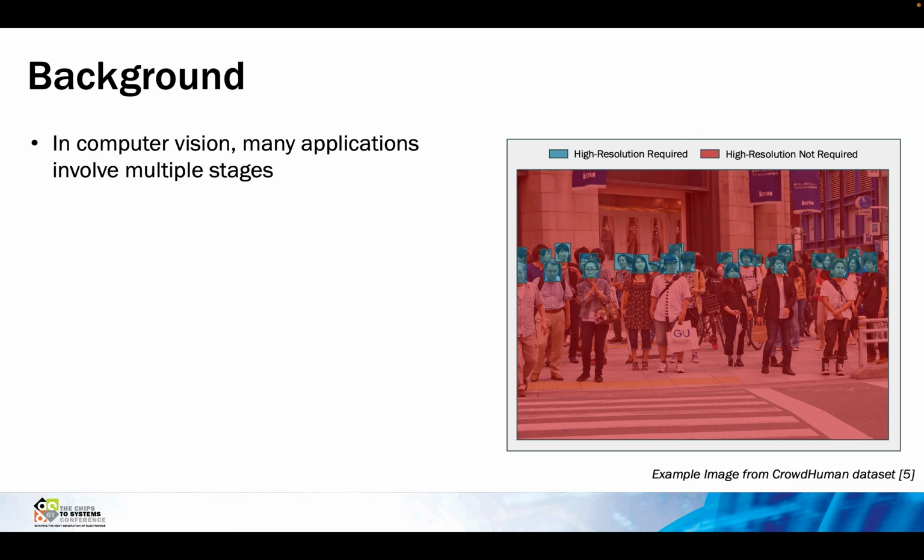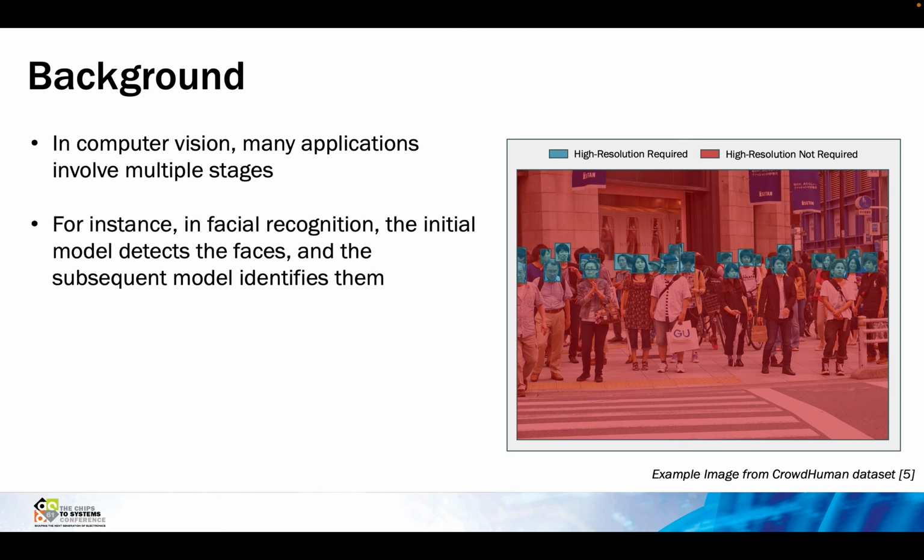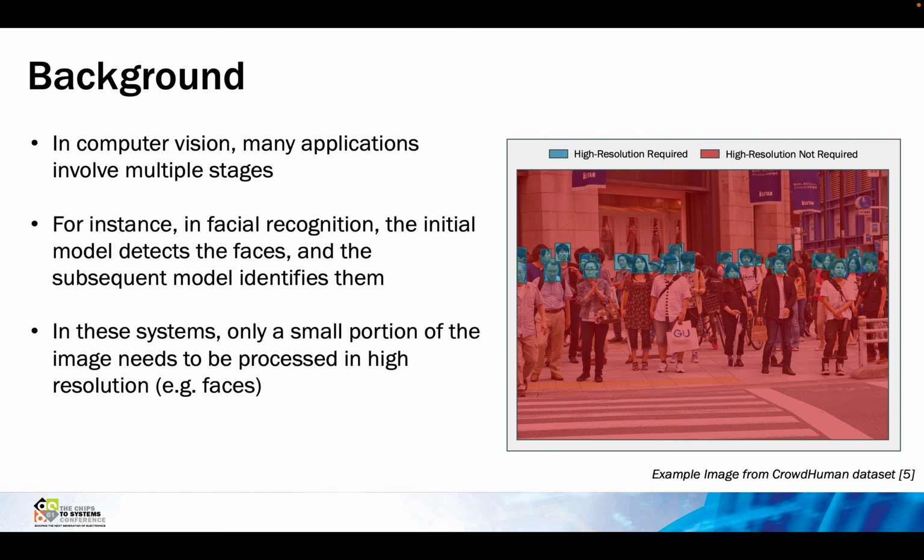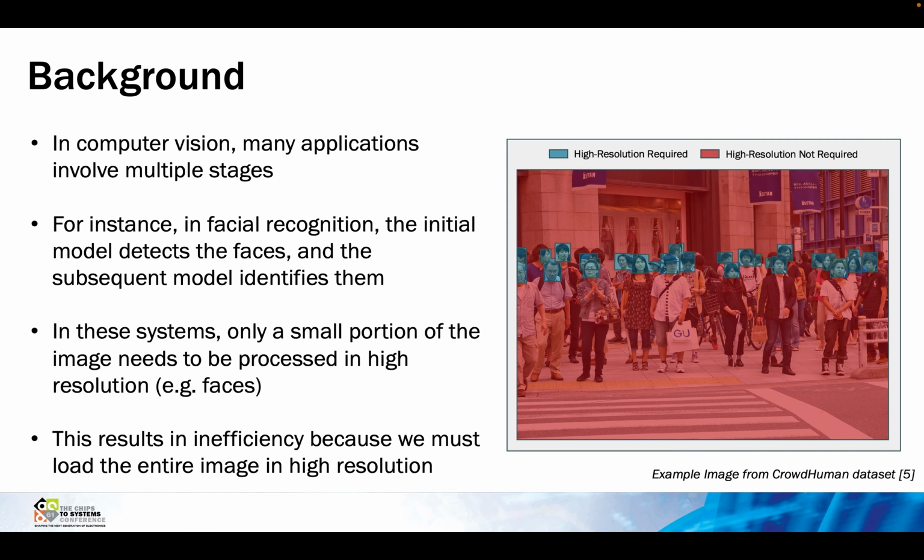In computer vision, many applications involve multiple models with multiple stages. For example, in facial recognition, the initial model detects the faces and then the subsequent model identifies them. In these systems, only a small portion of the image requires a high-resolution image. For example, the faces require a high-resolution image because in order to detect faces from far away, you need a high-resolution image so that you still have rich features in the faces once you've extracted them from the original image. This results in inefficiency because we must load the entire image in high resolution even though only a small portion of the image requires high resolution.